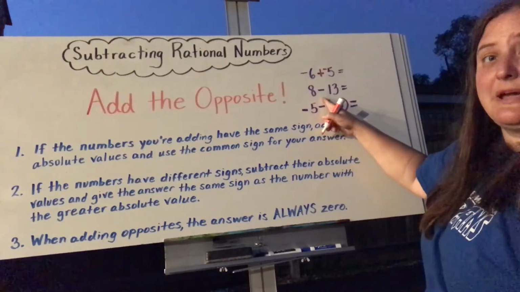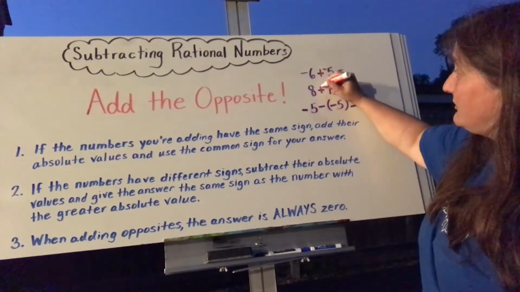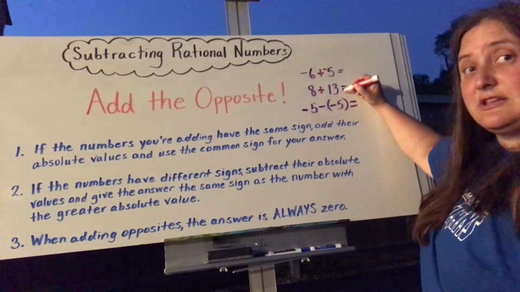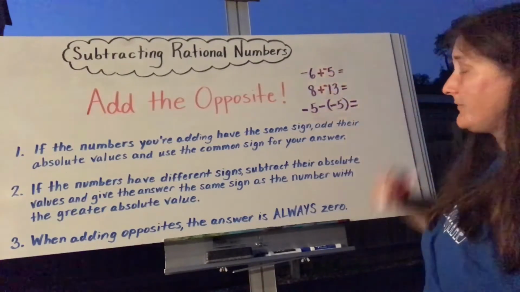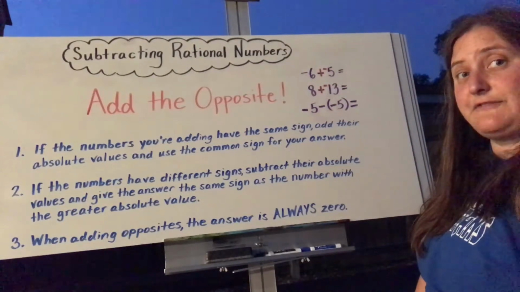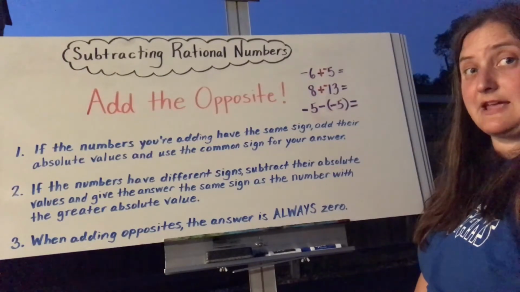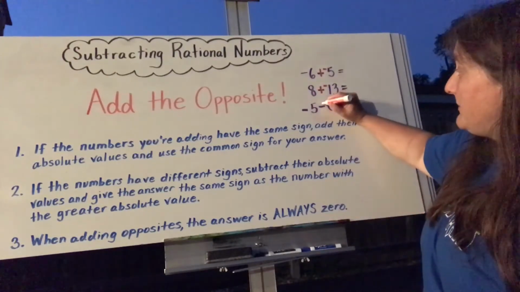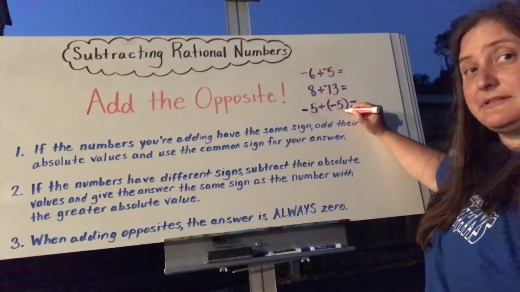In this problem, 8 minus 13, 8 stays the same. My subtraction changes to addition, and the number after the addition sign, 13, becomes its opposite, -13. And finally, -5 minus -5. The first -5 will stay the same. My subtraction sign becomes addition, and my second -5 changes to its opposite, +5.